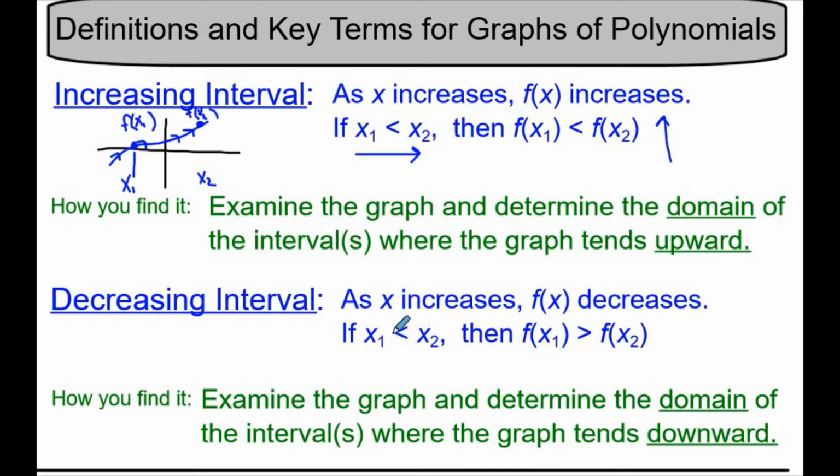Now, the other idea here is something called a decreasing interval, which is exactly what you expect. It says as x increases, then the output values will decrease. And so, a visualization of that, same idea, but going downward. If I have a function that's clearly decreasing, like this function, and it's tending downward, then x1 will always be less than x2 because you read the domain of a graph from left to right. But in this case, f of x1 is actually larger than f of x2 because f of x2 is smaller because the graph is going downward, meaning the trend of the graph. And the way you find it mathematically is you simply state the domain in which this is happening.